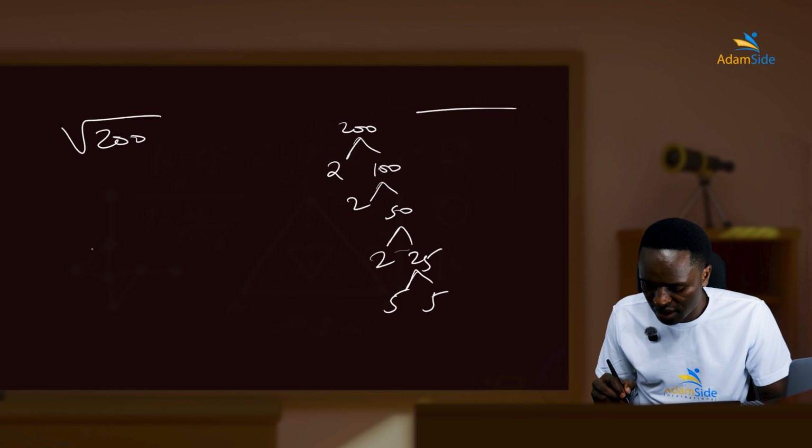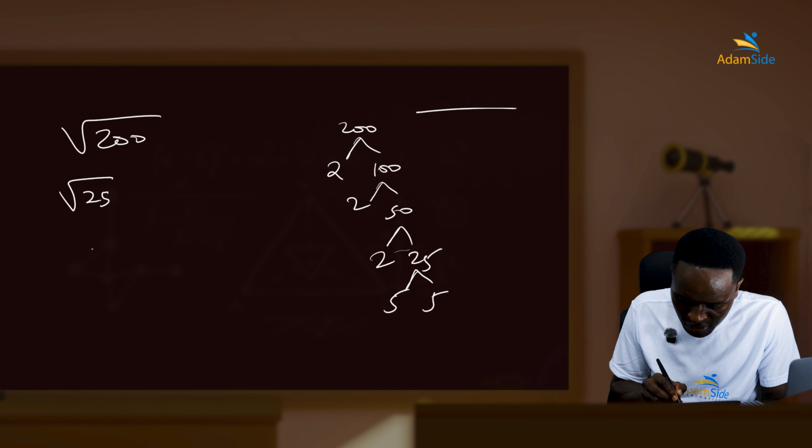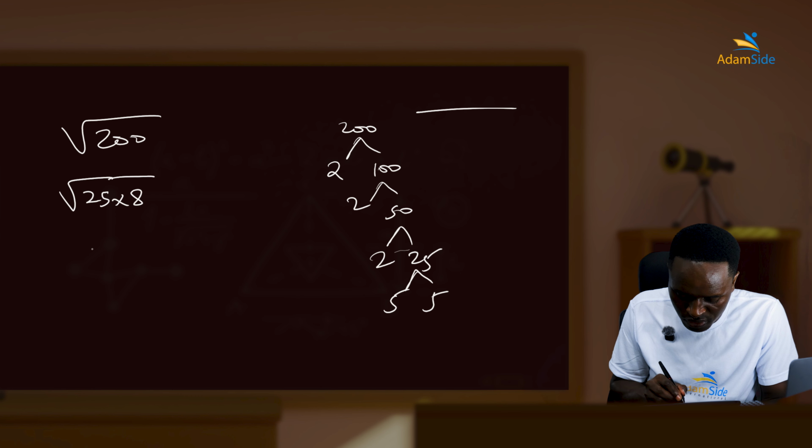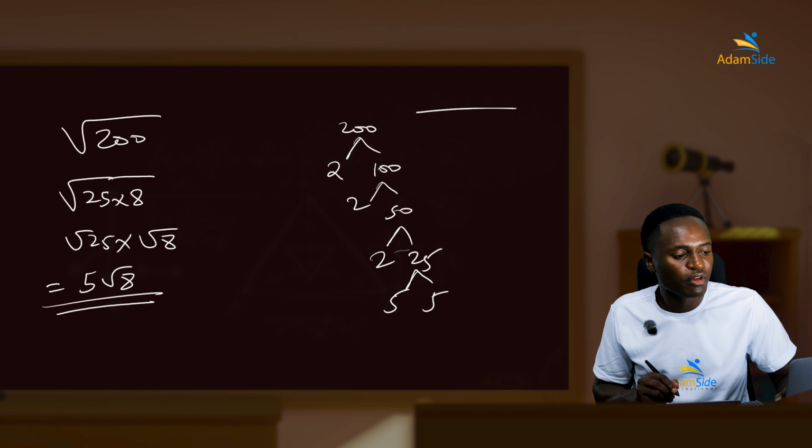So you can have this one as 2 times 2, 4 times 2, 8. 8 times 25. So say root 25 times 8, then root 25 times root 8. Then your answer will be 5 root 8. This is how we simplify.